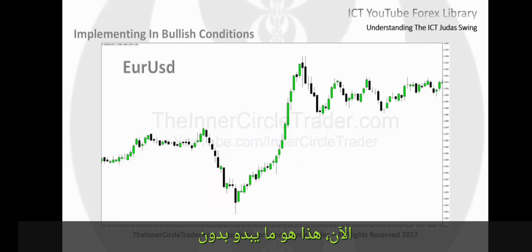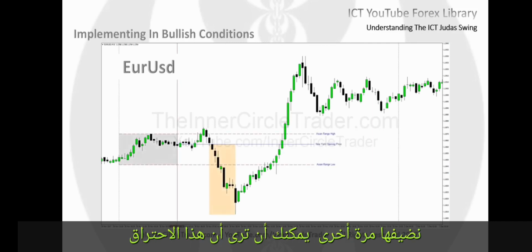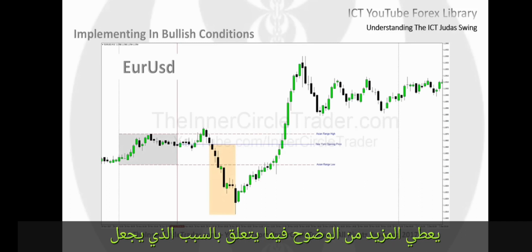Now this is what it looks like without any of those elements on the price action. And you can see, it probably doesn't give that much detail to you. But again, we add it back, let that burn in. You can see it gives a whole lot more clarity as to why price is doing what it's doing.